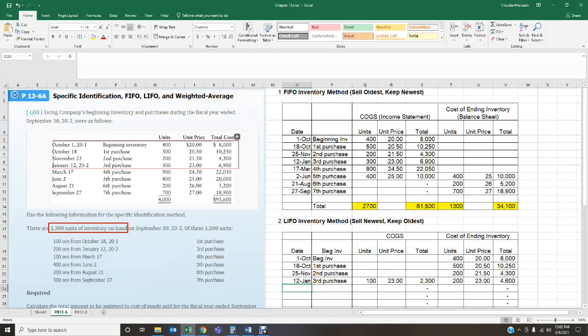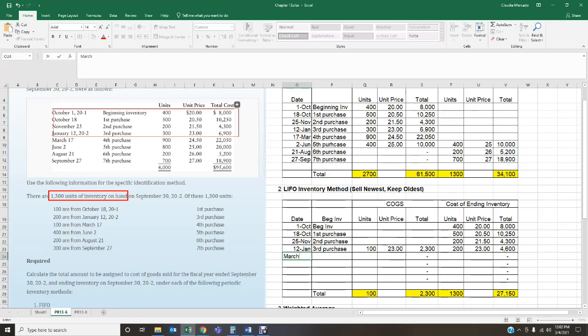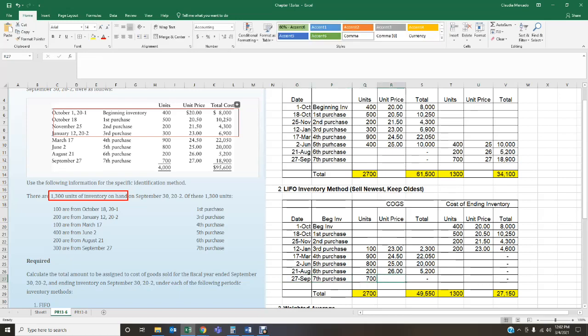That happened on January the 12th. Now we're going to March the 17th. That's the fourth purchase. And then we have 900 units at $24.50 that were sold. That gives me $22,050. And then we go to June the 2nd. That is my 5th purchase. That's 800 units at $25. That's $20,000. Okay, that's June the 2nd. Now we have August the 21st. That's our 6th purchase. That's 200 units at $26. That's $5,200. And last but not least, we have September 27th. That's my 7th purchase. I've got 700 units at $27.